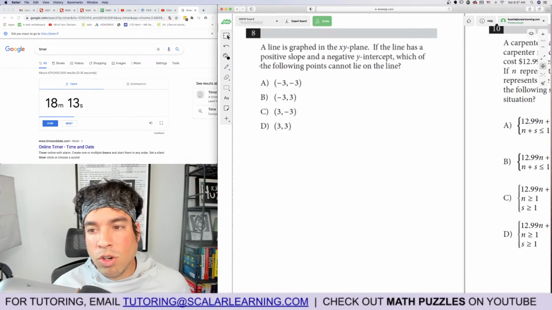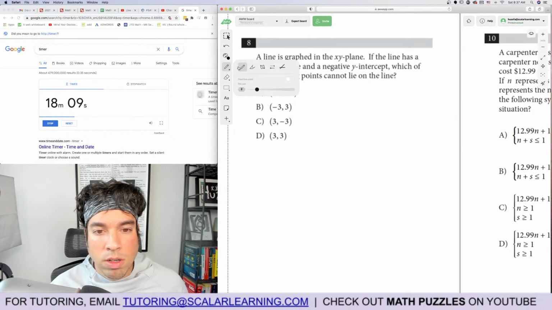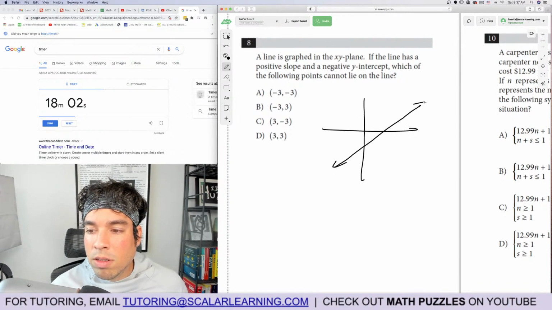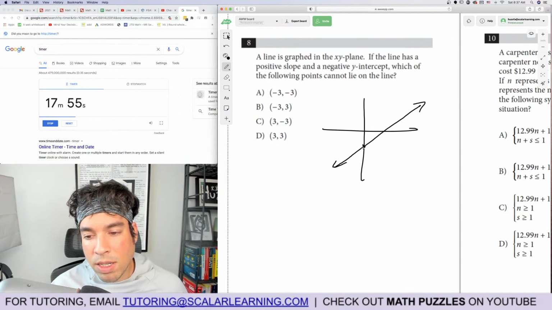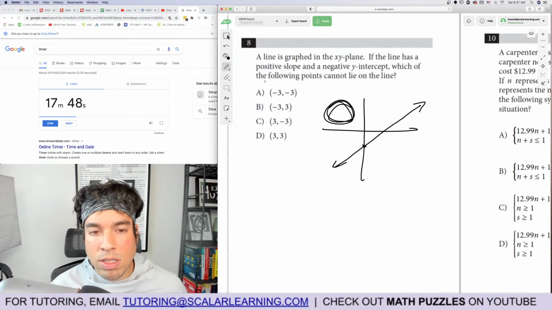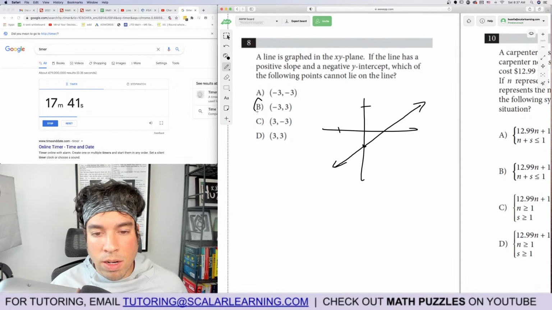Number 8. A line is graphed in the xy plane. If the line has a positive slope, here, let's just graph it out. A line has a positive slope and a negative y-intercept, like this, right? Positive slope, negative y-intercept. Which of the following points cannot lie on the line? Quickly, we can see that this will go through the 3rd, 4th, and 1st quadrant. So anything up here is impossible, which means a negative x and a positive y. Negative x, positive y, that's the winner.